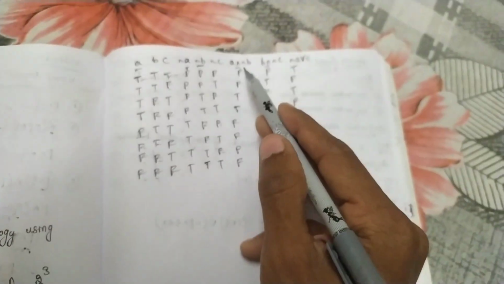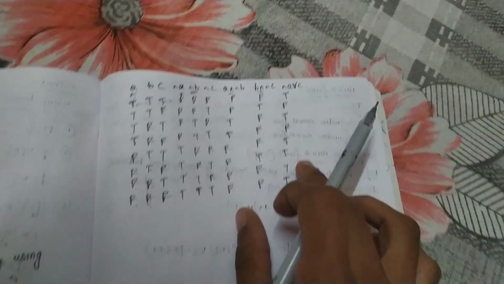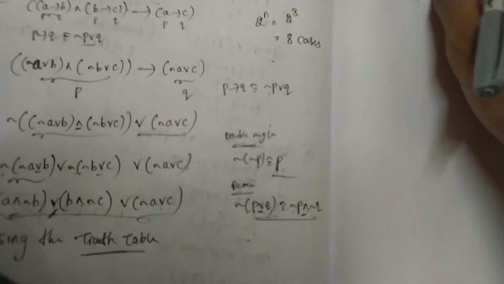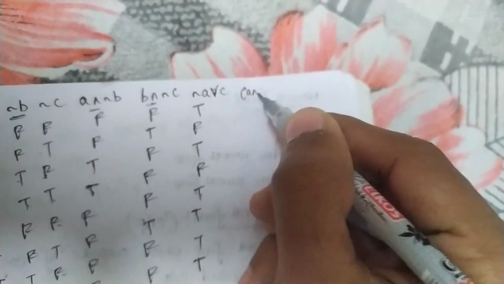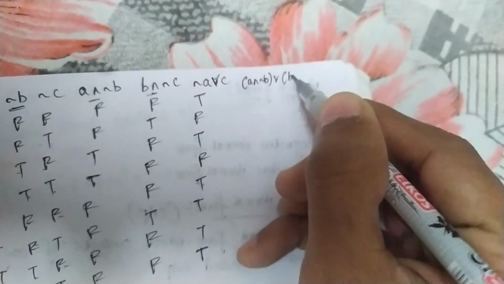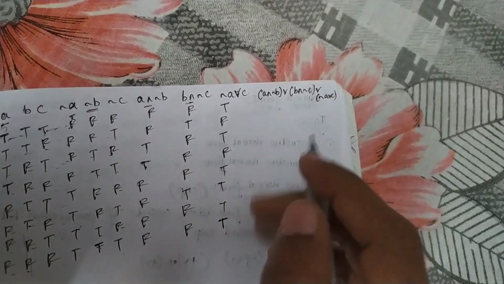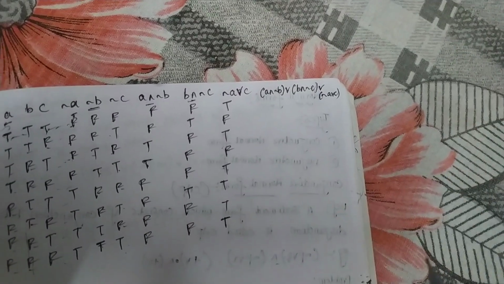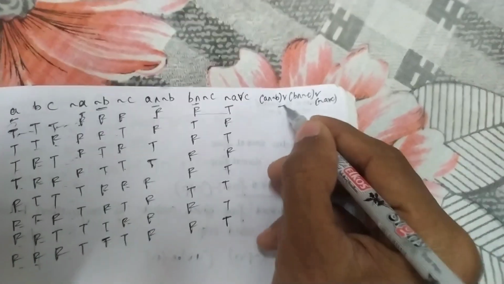Here you can see these three compound statement values we have found out. Now in between we have to place the OR connective. In between the 3 we have to place the OR connective, that is, write A and negation B, or B and negation C, or negation A or C. So these are the values now. In between we have to place the OR connective. In OR connective, if 3 are false, then only the whole statement is false. So here in the 3 we have 1 true, so it is true.